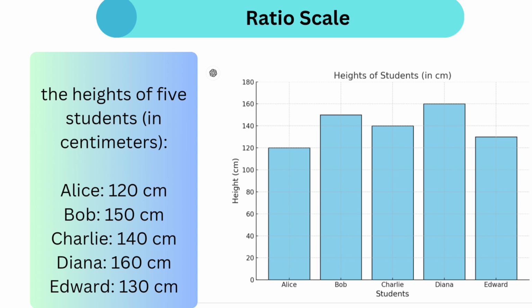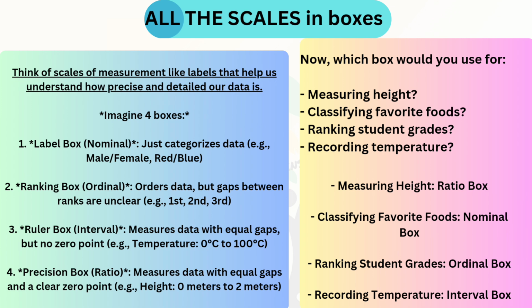Let's see one graphic representation of ratio scale. The scenario is you are measuring the heights of 5 students. The first student is 120 centimeters, the second is 150 centimeters, the third student 140 centimeters, the fourth 160 centimeters, and the last, Edward, has 130 centimeters. So this is all in one box.